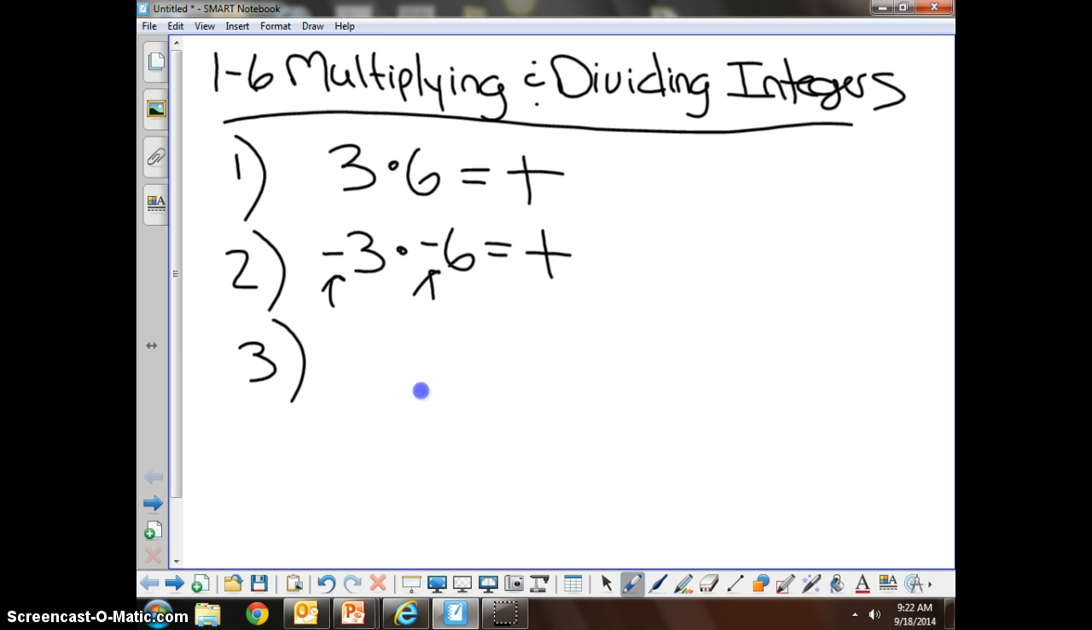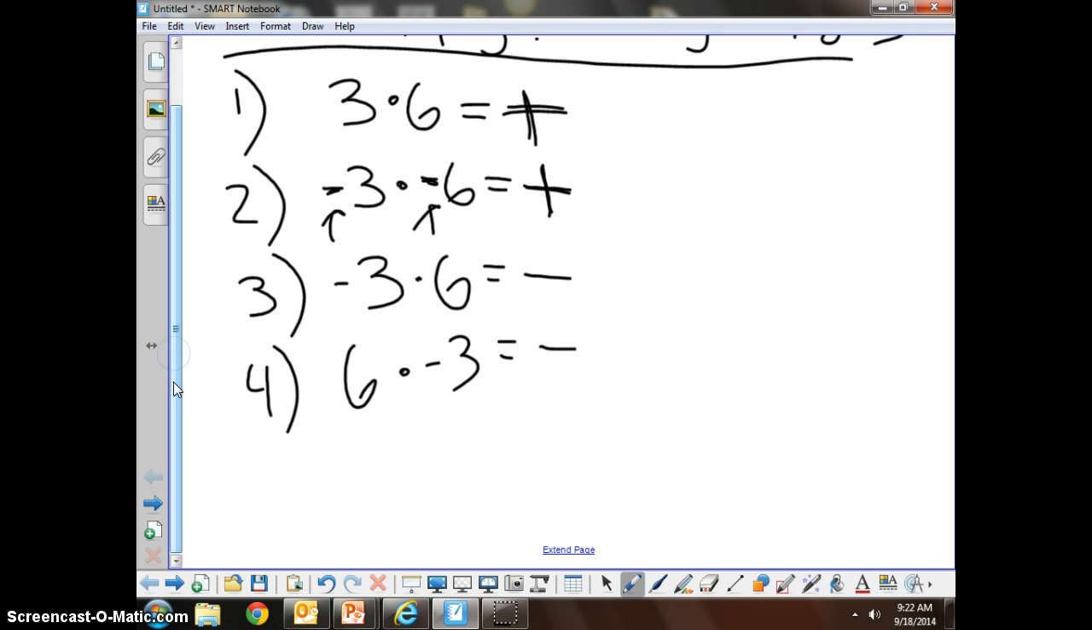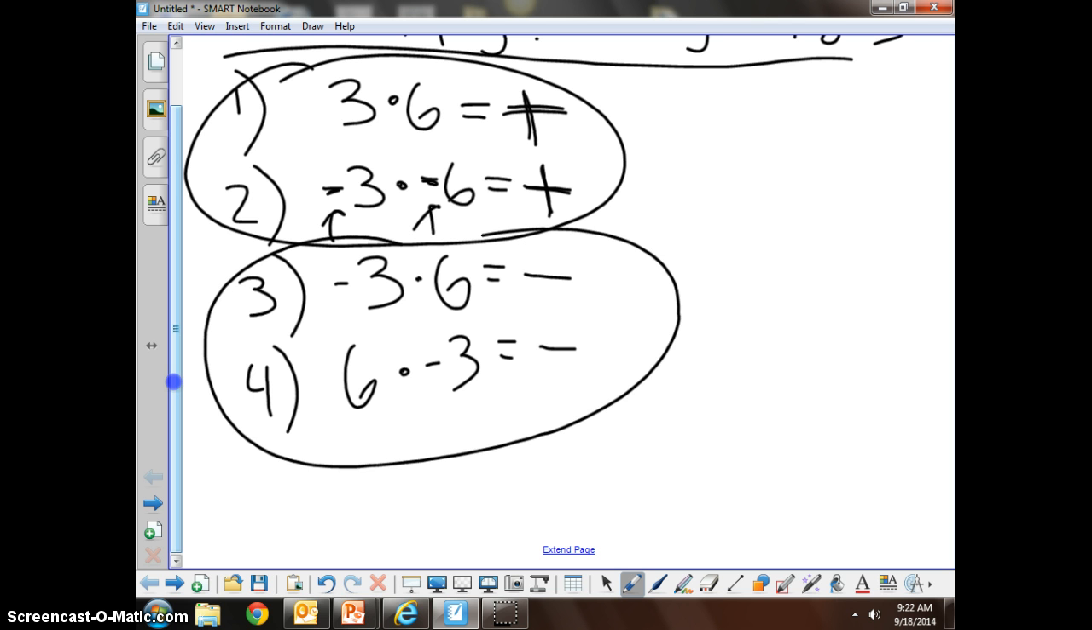If you have a problem in which the signs are different, so in this case, in number 1, the signs are the same and you had a positive. In number 2, the signs were both negative, so the signs were the same and you had a positive. Our third example, if you have a negative and you're multiplying by a positive, your answer is going to be a negative. And the same is true if we have a positive multiplied by a negative, which is really the same thing. You're going to have a negative answer. So keep that in mind as you're working through your problems. If the signs are the same, such as in 1 and 2, you're going to get a positive answer. If the signs are different, such as in 3 and 4, you're going to get a negative answer.